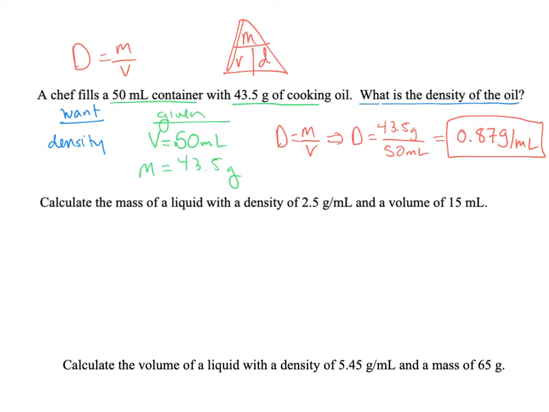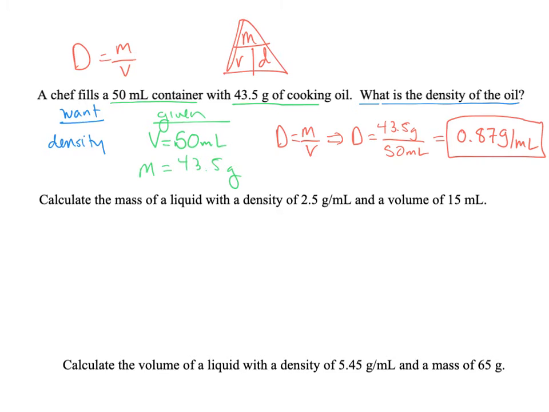Calculate the mass of a liquid with the density of 2.5 grams per milliliter and a volume of 15 milliliters. So once again, we're going to go through what do we want. In other words, what are they asking for? And so they're asking us to calculate the mass. So this time we want mass.